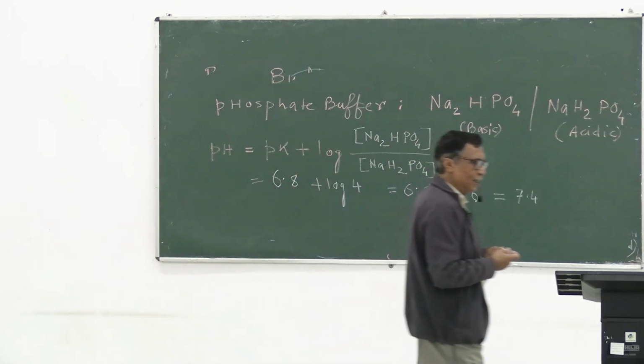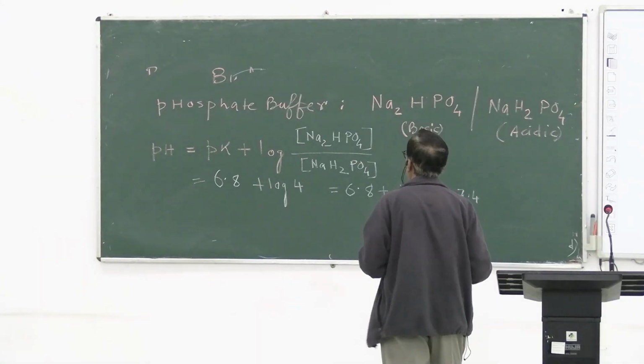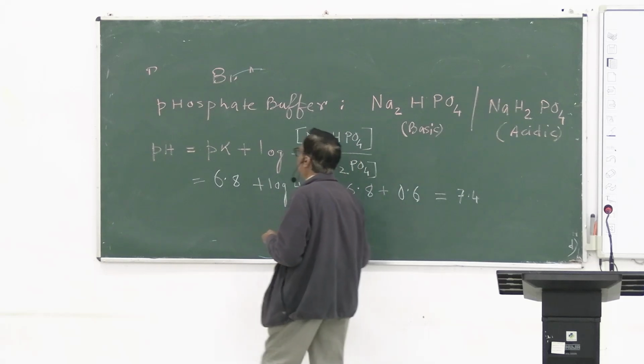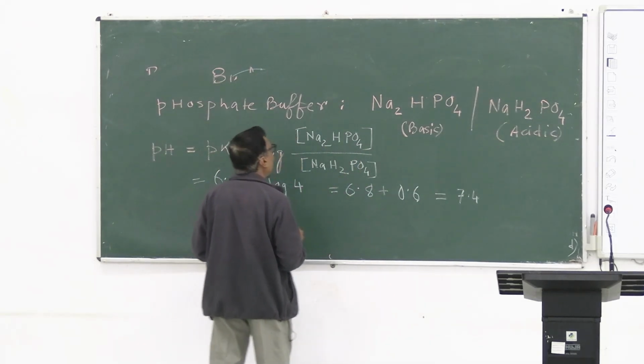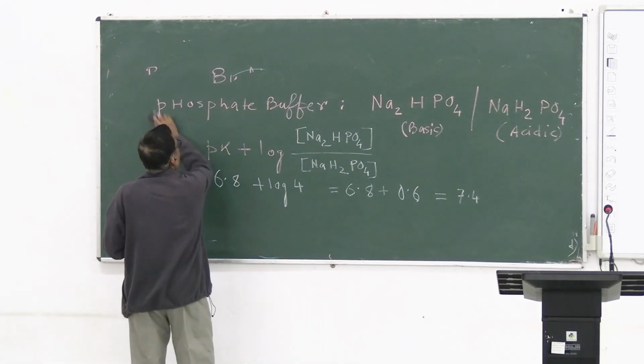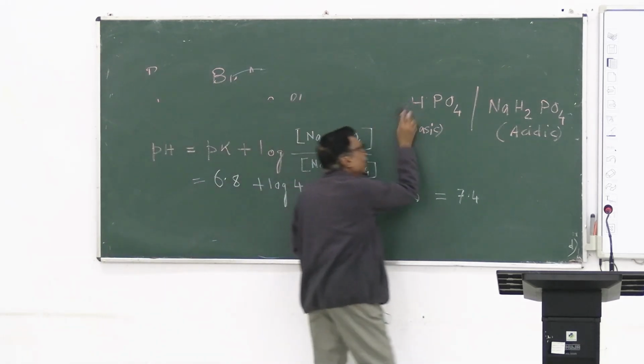So in this way, pH is normal or tends to become normal with the help of these buffers. These are the descriptions of the two buffers.